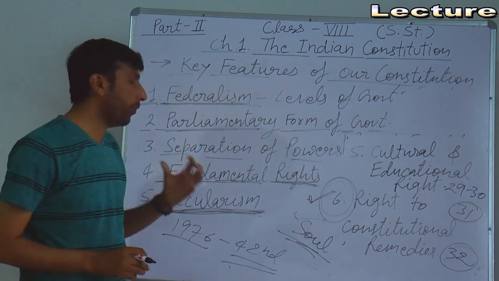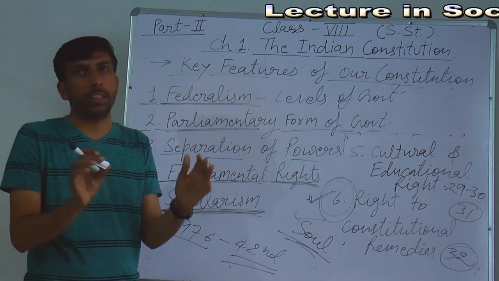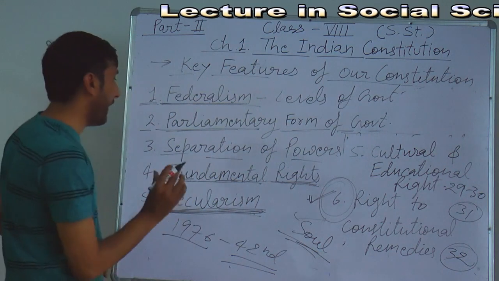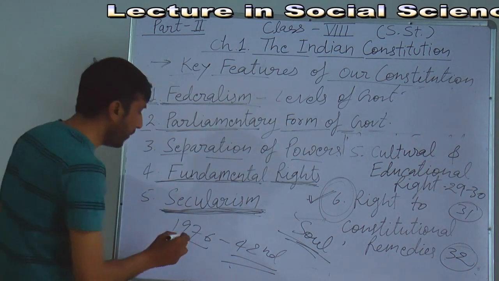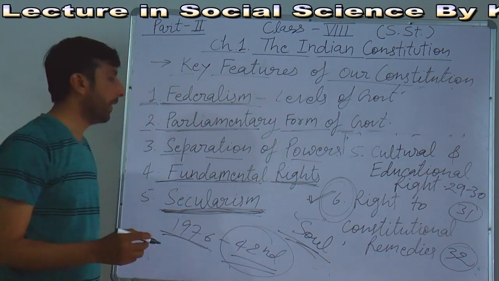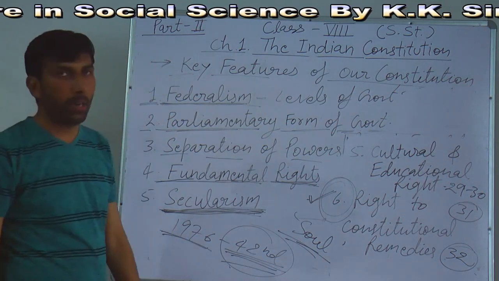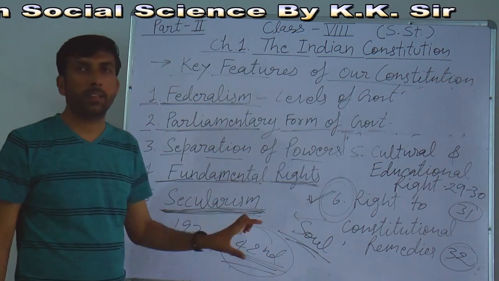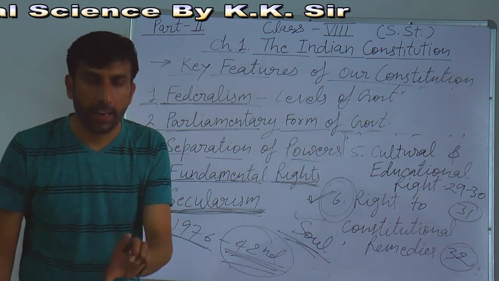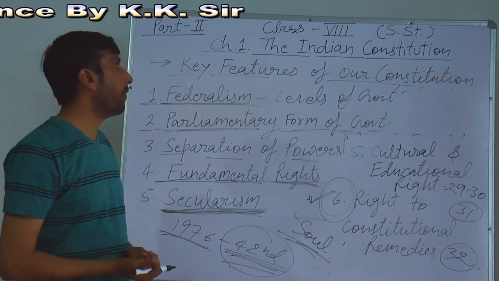Secularism. What is a secular state? The state which does not have its own religion is known as a secular state. The word secular was added to our preamble according to the 42nd Amendment of 1976. So what is secularism? It means there is no particular religion of our government or state, and all the religions will be considered equal. So this is the last feature of our constitution.